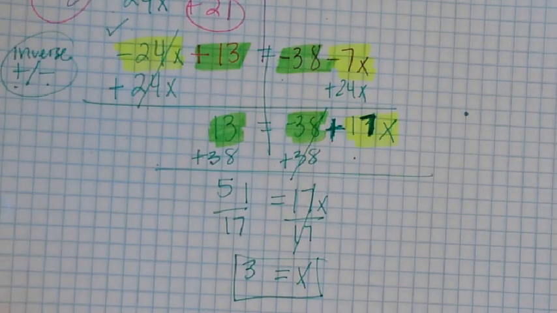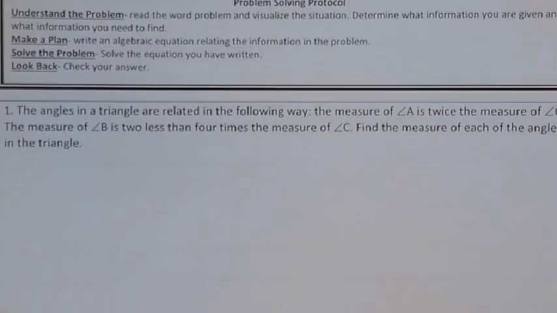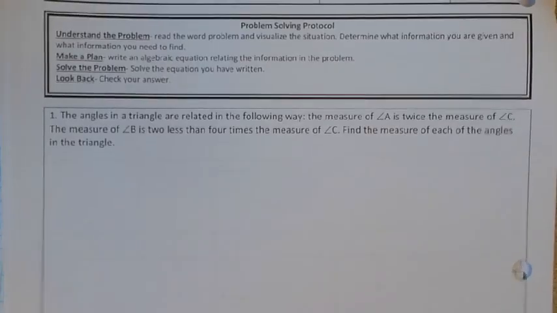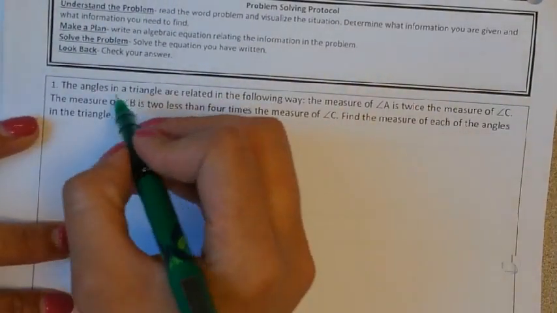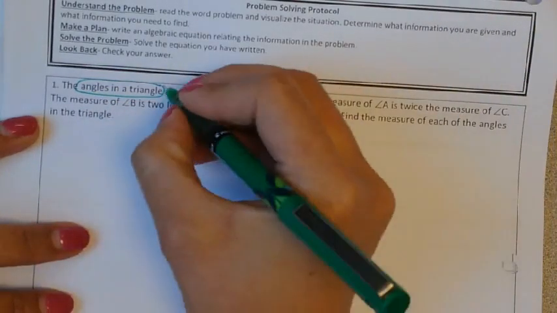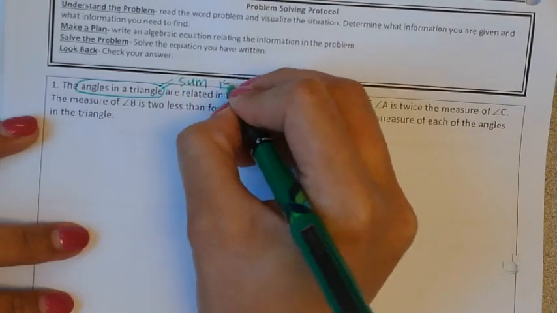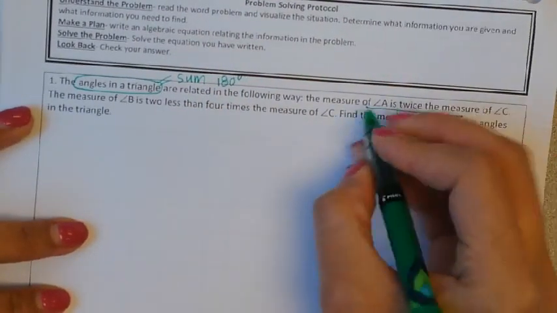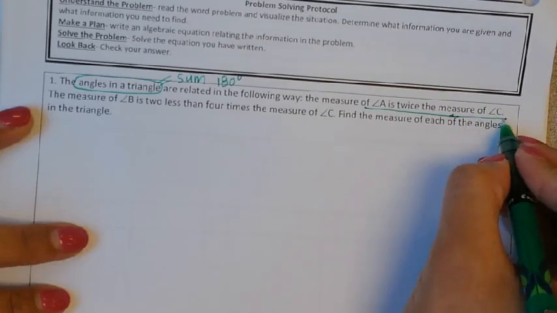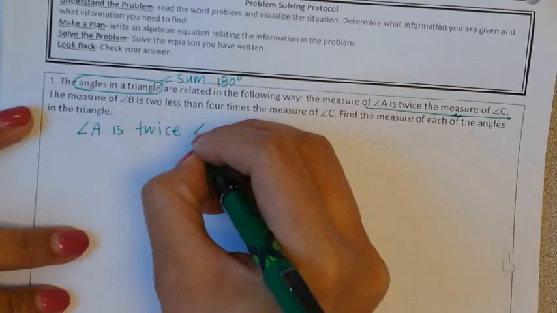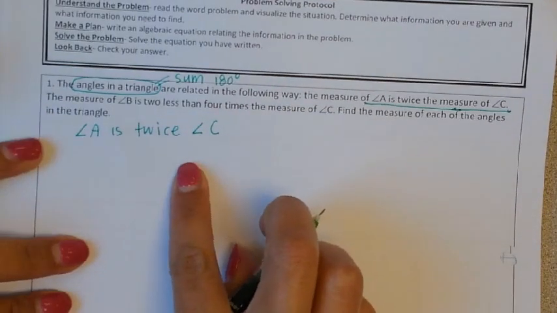The last problem I'm going to do is go over the triangle problem we did today in class, okay? So over here, we have several things. The first thing I notice, like I told you in class, is that there are angles in a triangle. So that tells me that the sum, or when I add them together, is 180 degrees. Measure of angle A is twice the measure of C. Okay, so that's the first piece of information.